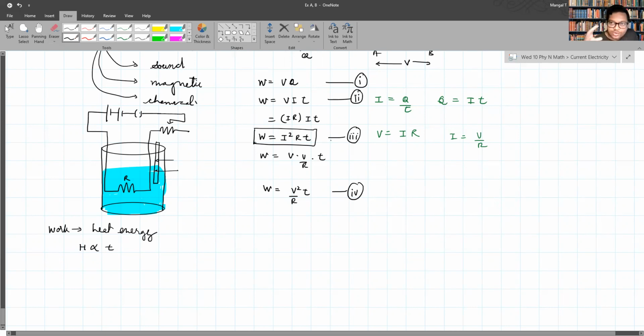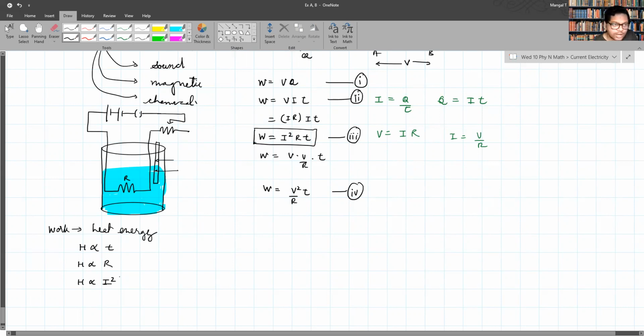That means the more time you allow the current to flow, the more will be the heat. Heat will be proportional to resistance. That means if you increase the value of the resistance that is in this, more heat will be produced. Okay, something that we can't do in our house. We can only control the time for which the current is flowing. And the second is I squared. Okay, so here H is proportional to I squared.